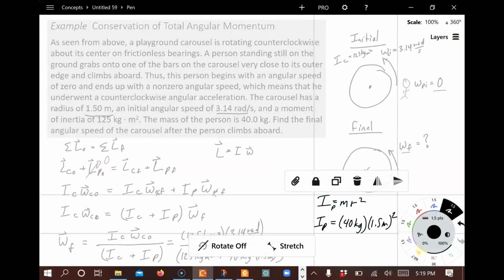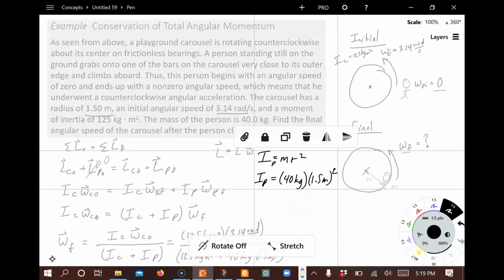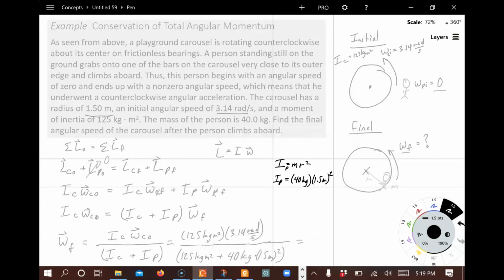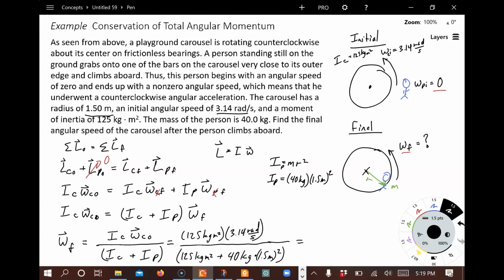This comes out to 1.83 radians per second. And that's our positive final angular velocity, and so that is also the angular speed there. Notice that it's gone down because the person who was initially not rotating jumped on there and caused it to slow down a little bit.